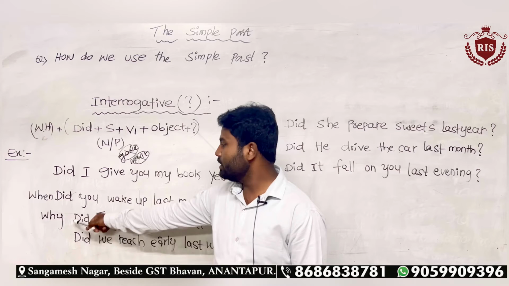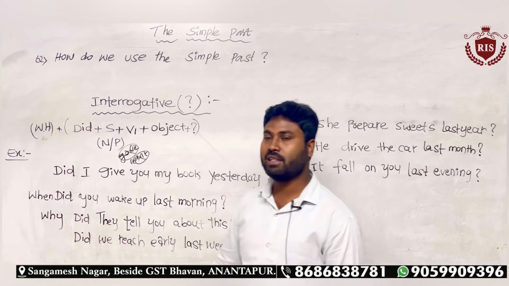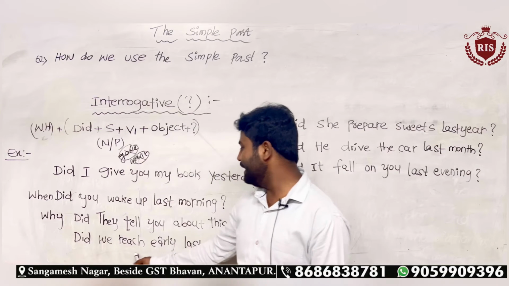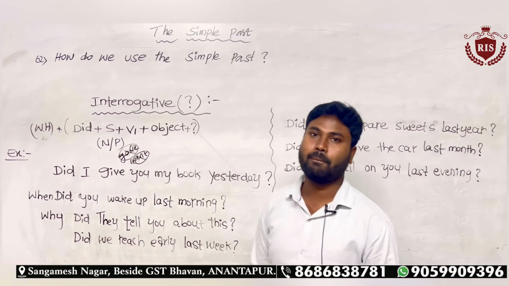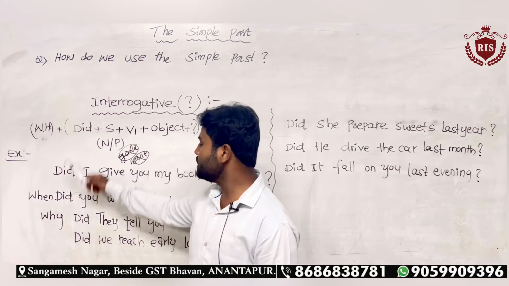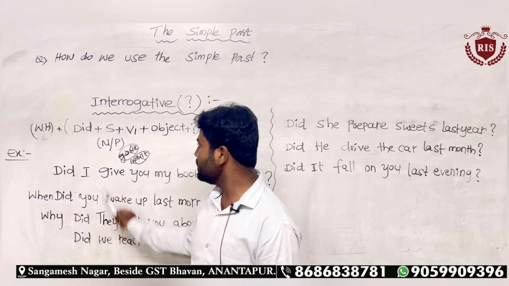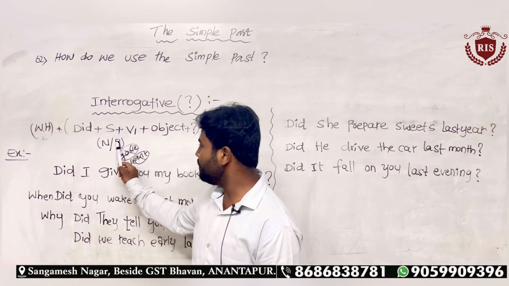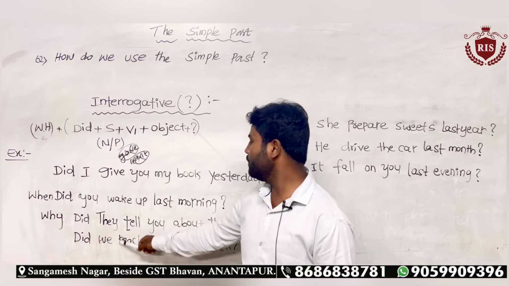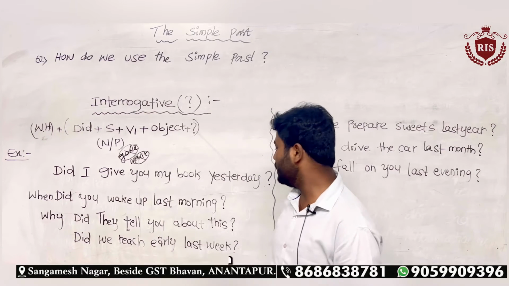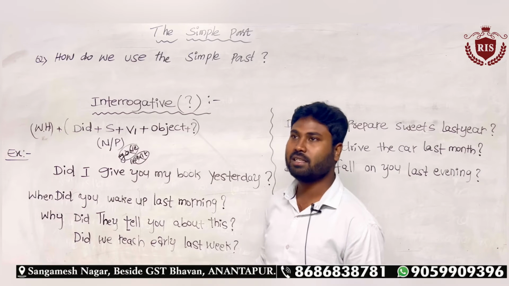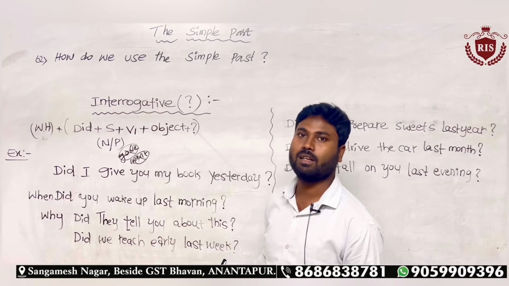Next question, it starts with an auxiliary verb. So what is the question? Did we reach early last week? Here again we followed the same formula, did plus subject, I mean we have taken a pronoun here. After the pronoun we have taken the V1 form of the verb, and early last week is the object. Last week is again the keyword in the sentence, and it ends with the question mark.